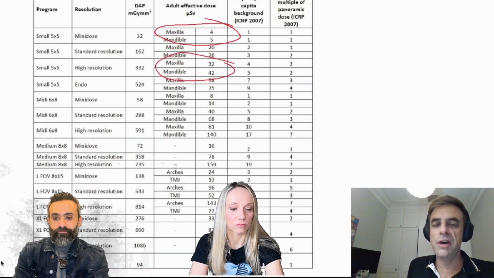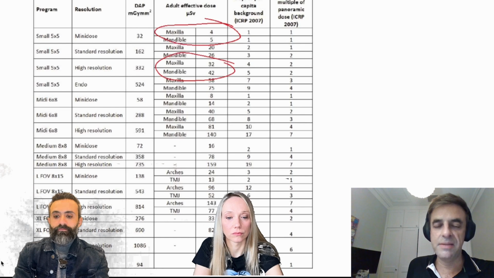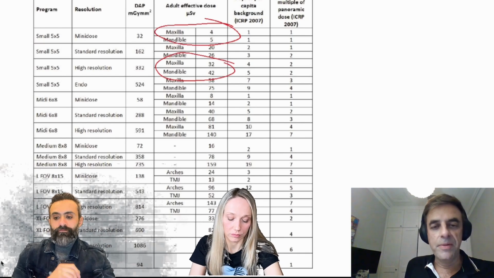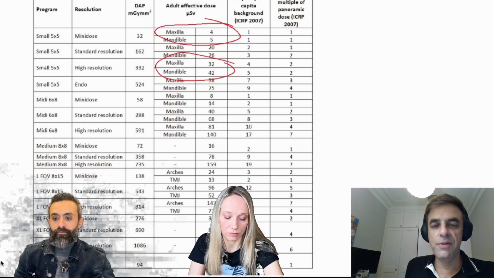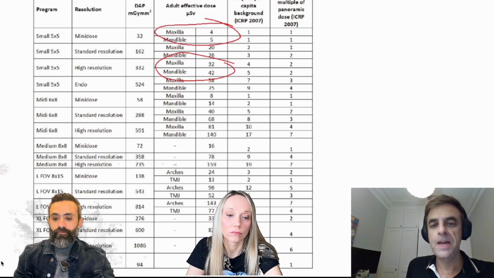I described 5 microsieverts on the previous slide, and so it's 4 microsieverts for a mini dose. And so this means that now we have a machine that will show us 3D technology or 3D imaging, but at the same dose as a bite wing used to be. The other thing that this raises is the point of what we use this mini dose setting for. And the answer is it's a very, very useful one for younger patients.